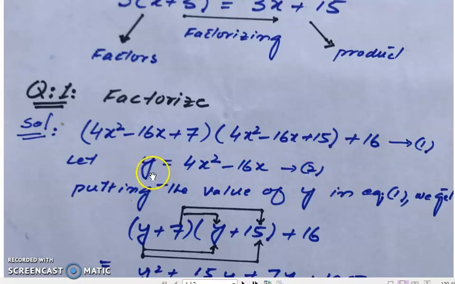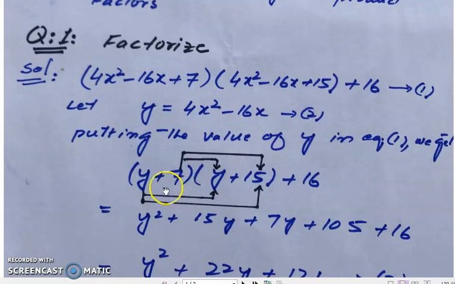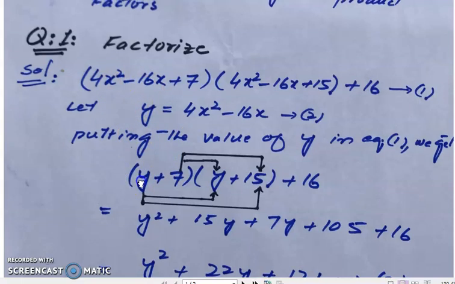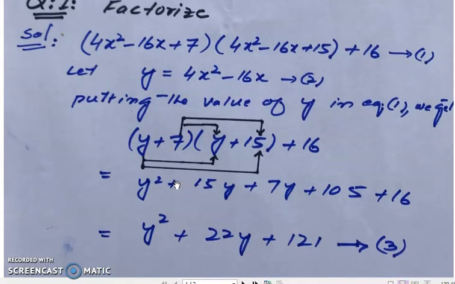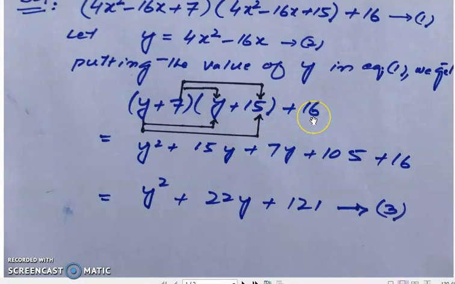By putting the value of y in equation 1, your equation will become like this: y plus 7 into y plus 15 plus 16 as it is. What we have done? We have taken the value of y as 4x square minus 16x and we have substituted this value in our equation number 1. So the equation will become, instead of 4x square minus 16x, see, we have placed y. Y plus 7 into y plus 15 plus 16 as it is.